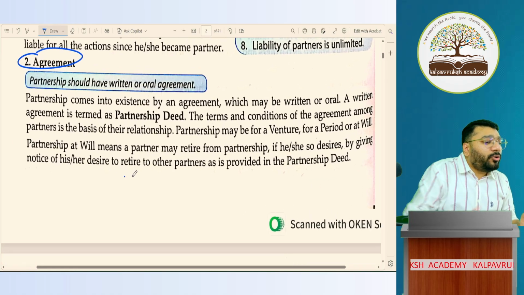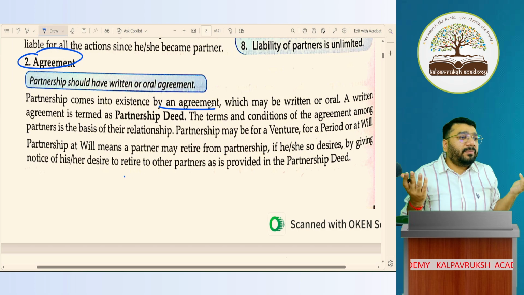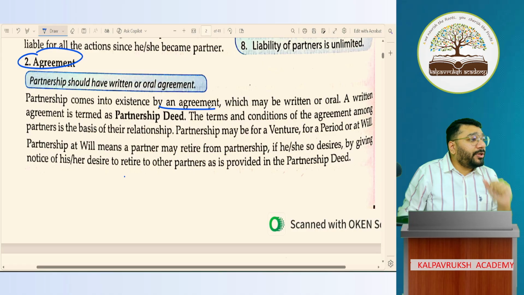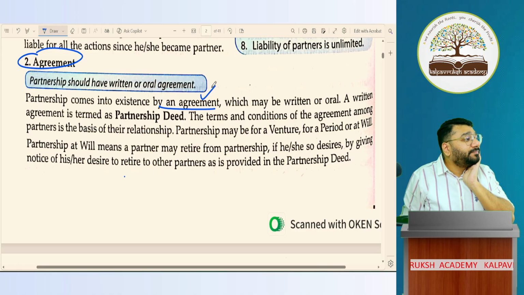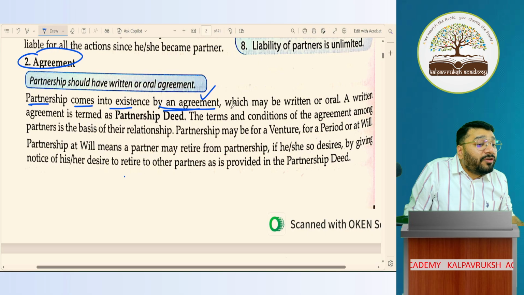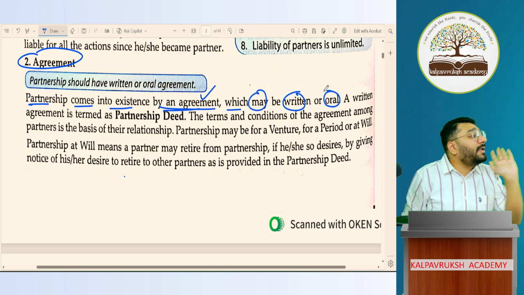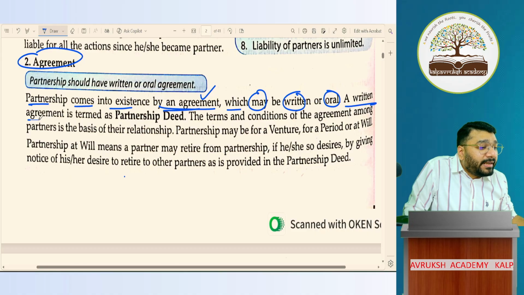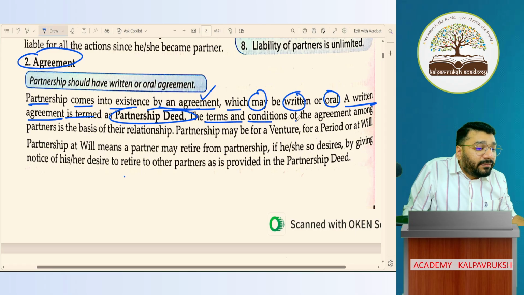Now, partnership comes into existence by an agreement. So no agreement, no partnership. If an agreement is there, a partnership is there. But the question is whether the agreement should be oral or in writing, or both are possible. Both are possible. Partnership comes into existence by an agreement which may be written or oral. A written agreement is termed a partnership deed.